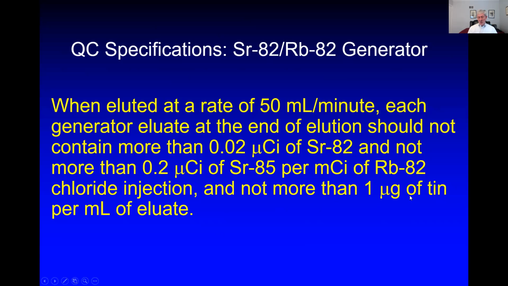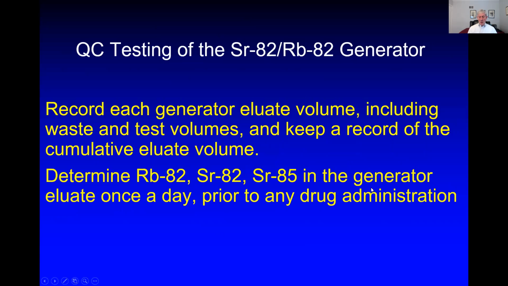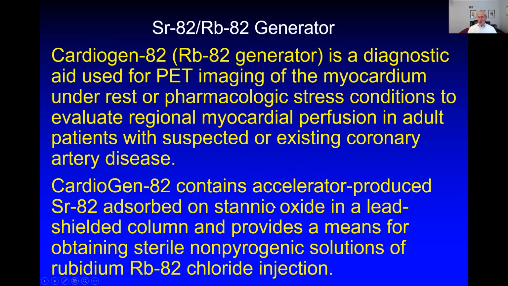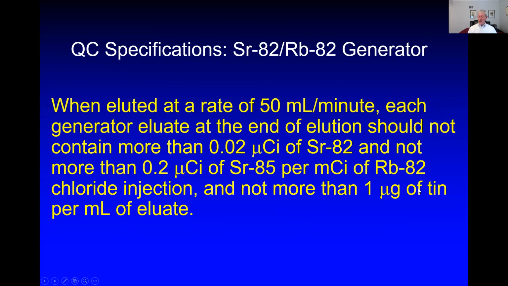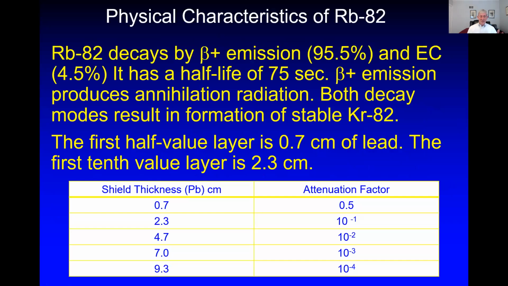Also, remember that the column here has stannic oxide, and so I guess it's possible for some tin to be moved off the column, and the limit is 1 microgram per milliliter. Now, tin is not very toxic. We inject 1,000 micrograms into patients every time we do a MUGA with stannous pyrophosphate.